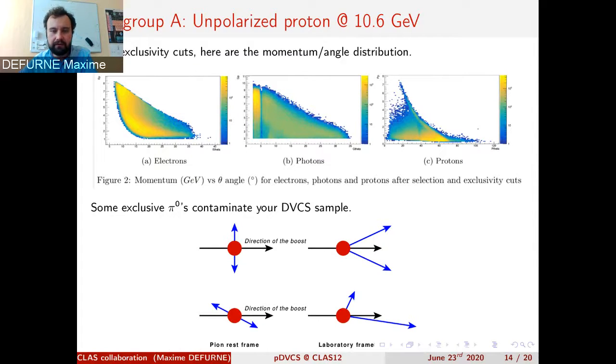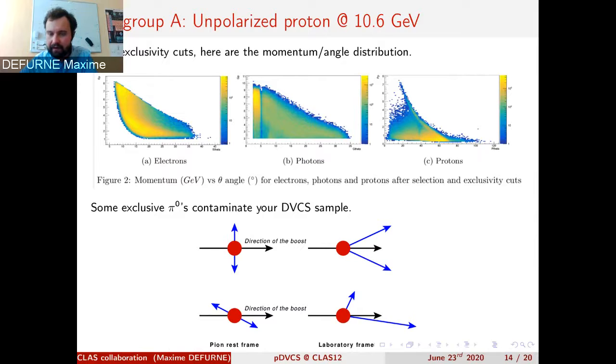You can still see also the two parts, depending on where the photon is detected. You have low angle photons below 5 degrees detected in the FT calorimeter, and in the big electromagnetic calorimeter, the photons above 5 degrees.